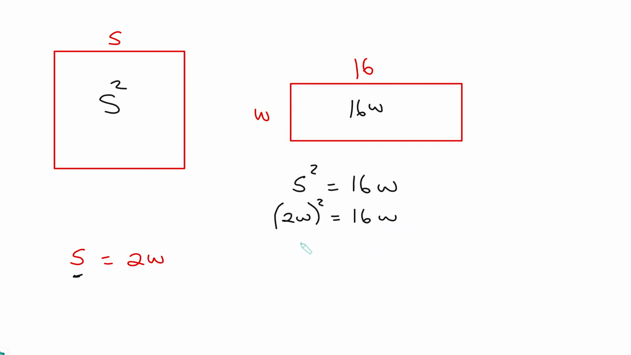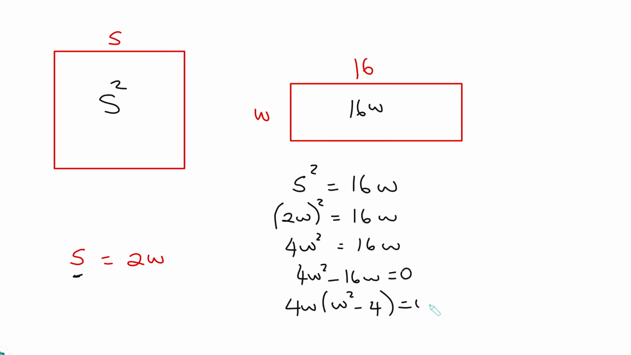We can solve this by simplifying, expanding the brackets to find 4W squared is equal to 16W. We can then carry over the 16W and create a quadratic equation by saying 4W squared minus 16W is equal to 0. If we factor this equation by taking out 4W, we're left with W squared minus 4 is equal to 0.